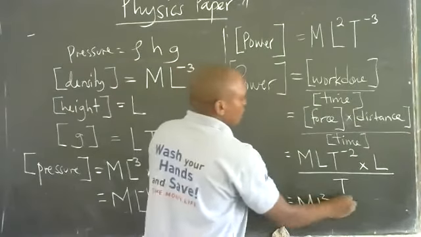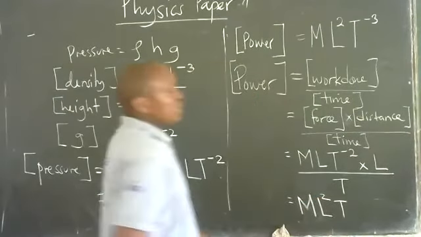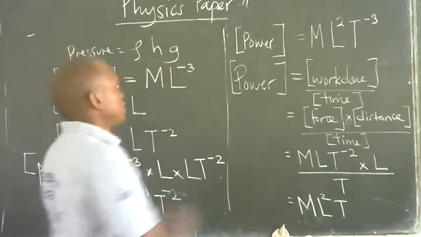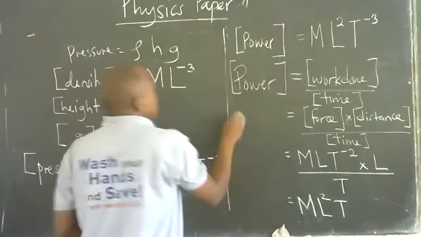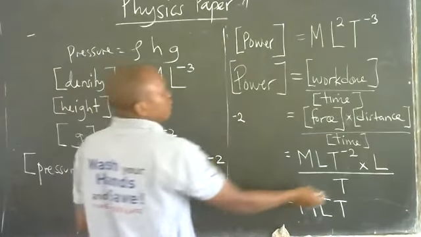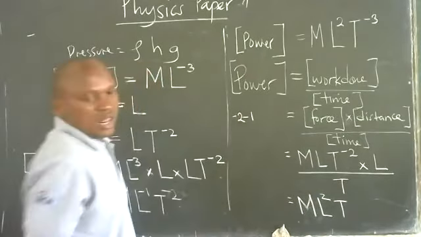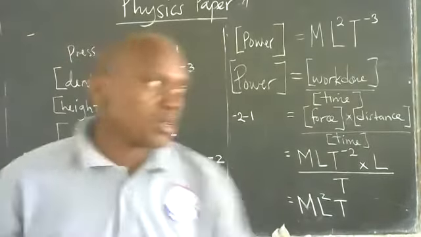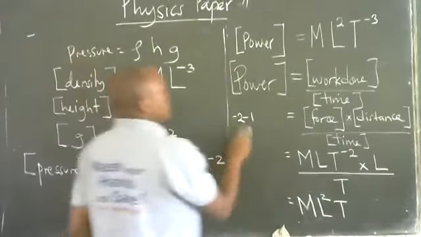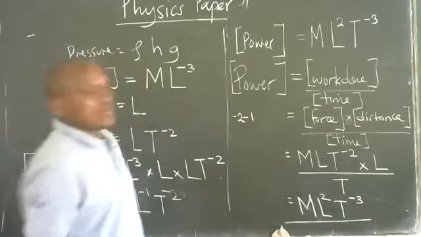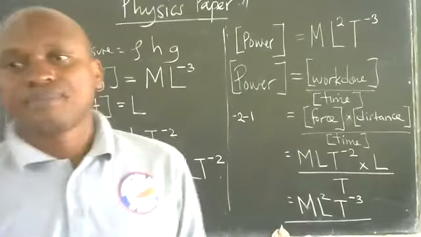I go to T. In the numerator, T is -2. It's like this. T is -2. In the denominator, T is 1. We subtract. This gives us -3. So that's how we get that answer.